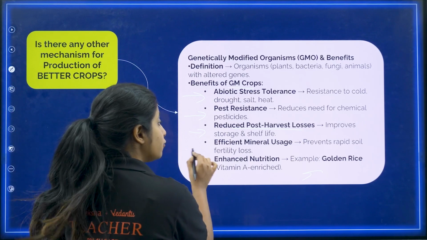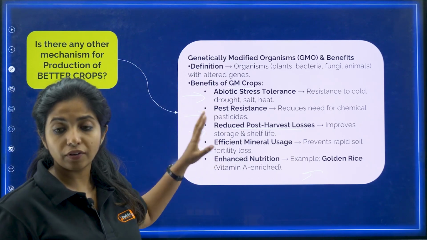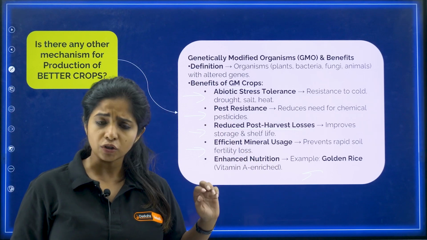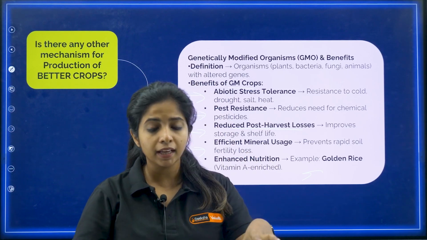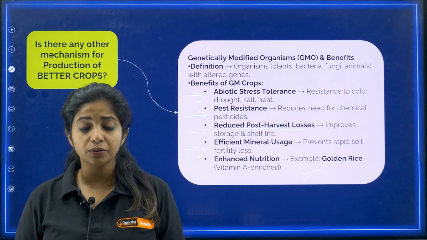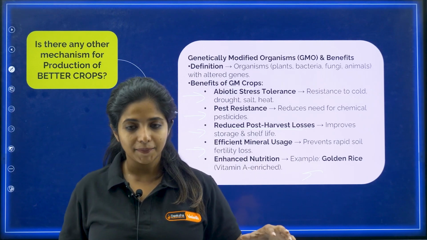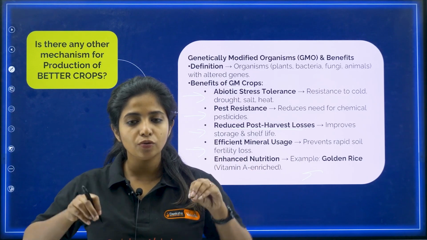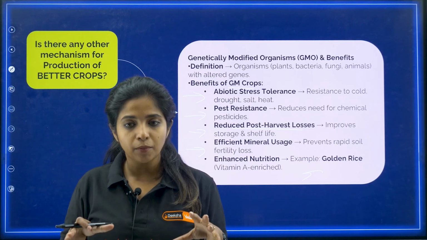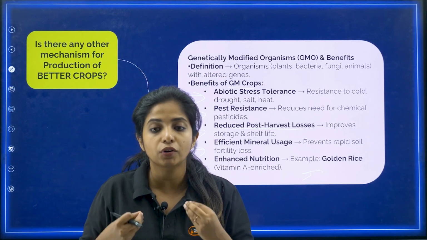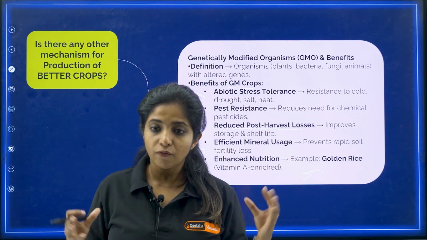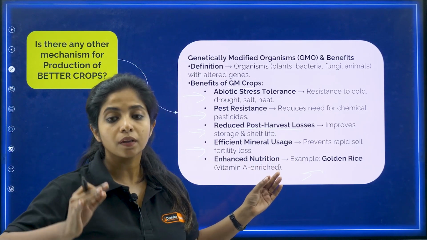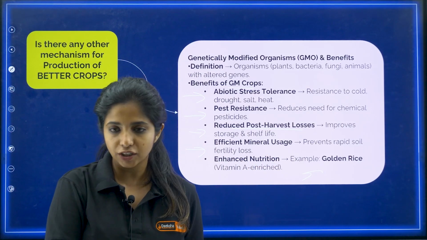Okay, now efficient mineral usage. Genetically modified crops were good because they were using the minerals efficiently. It's not like in a normal plant, where it will take in all the nutrients really quick, my dear children, so it will make the soil infertile. But in the case of genetically modified crops, they are going to take up the nutrients really slowly, in an adequate amount, because they are able to survive with that amount of mineral nutrients which are there. Which is why there is efficient mineral usage, and in this way the soil will still remain fertile for other plants also to get generated.